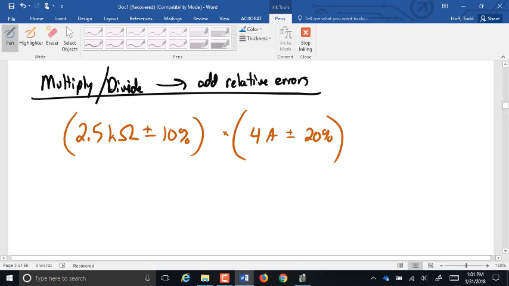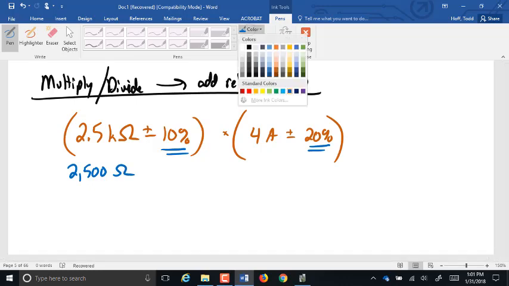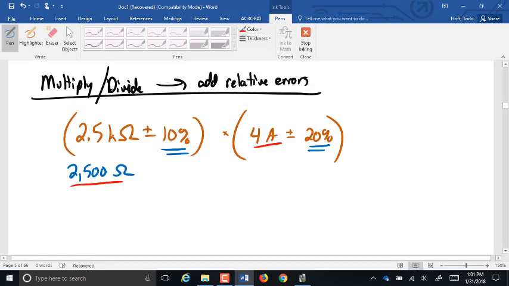If we go to multiply these, since they're already in relative errors, I don't have to convert anything. I am going to convert the 2.5 kilo ohms to 2,500 ohms times 4 amps is going to give us what? 10,000 volts. 2,500 times 4. Ohm times amp is a volt. Plus or minus 30. You got it. 10 plus 20 is 30%.